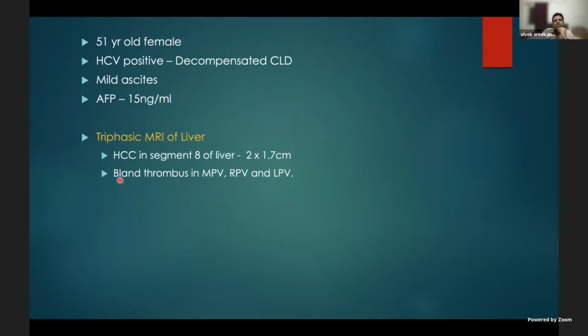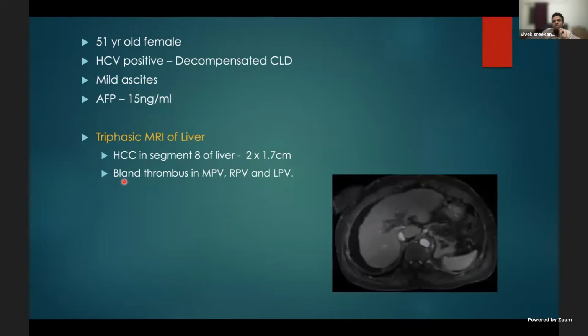That's a bland thrombus in the main portal vein, right portal vein, and the left portal vein. And there was a bit of a suspicion whether this was a tumor thrombus or a bland thrombus, because the treatment therapy will change in that case. But the MRI showed it's only a bland thrombus. There was no enhancement in the arterial phase. We can see this is the late arterial portal phase where there is only a bland thrombus within it.